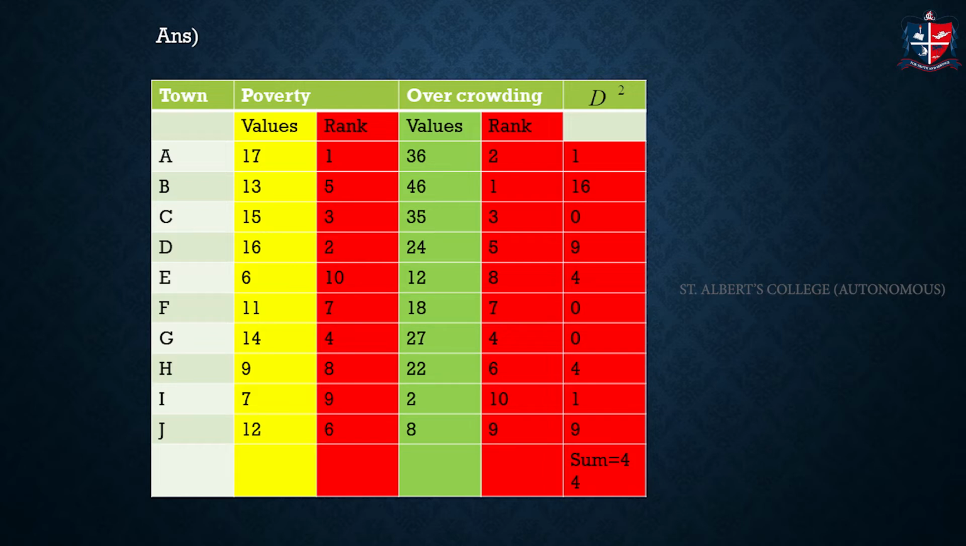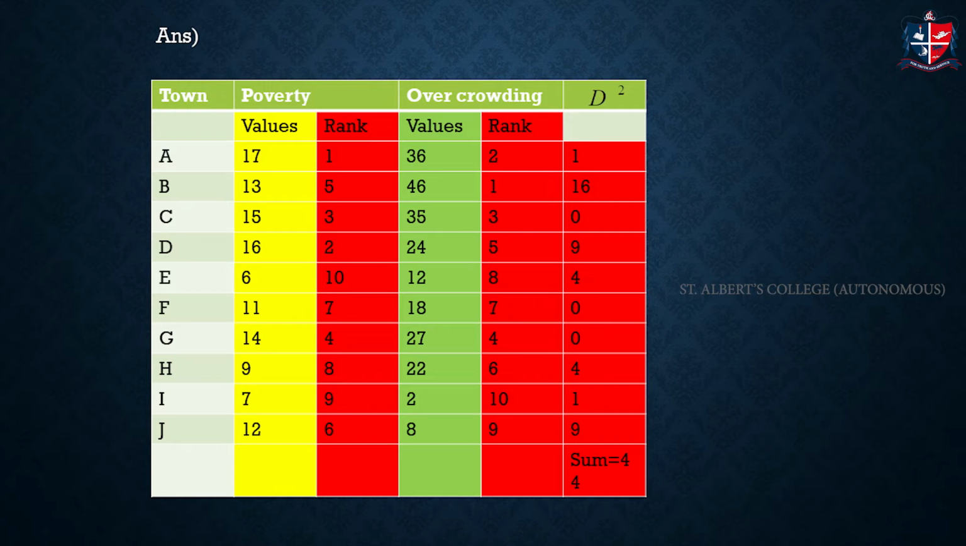We have 10 marks or 10 values given to us. So the ranks will range from 1 to 10. Likewise, we make the ranks of the values of overcrowding also. So we get the two ranks, colored in red.